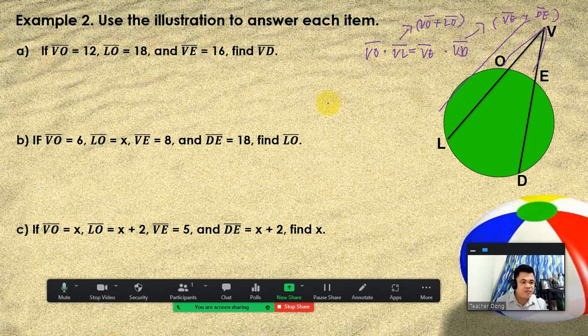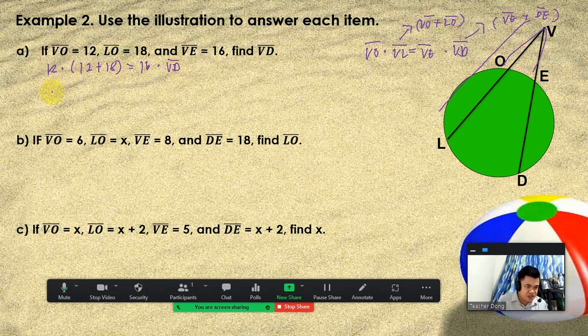So since we already have our representation, let's have letter A. If segment VO is equal to 12 and segment LO is equal to 18 and segment VE is equal to 16, find segment VD or the whole. Okay, so segment VO, substitute the value, which is 12 times, okay, segment VL is the sum of the VO and LO. So you will be adding 12 plus 18. Equals VE is 16 on the other side times segment VD, which is the unknown. So segment VD is the one that we are looking for here.